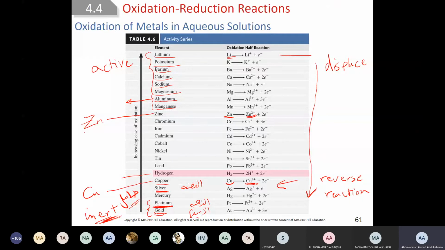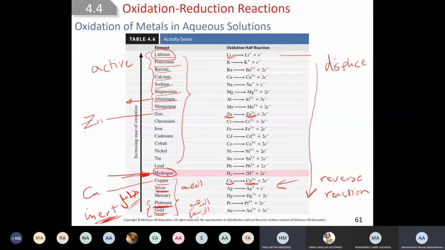Now, which of these elements will displace hydrogen? All of these will displace hydrogen. Which one will not displace hydrogen? From copper to gold will not displace hydrogen. Clear? Of course, if we put lithium with hydrogen, how do you think the reaction will be? Lithium will displace hydrogen. Clear?